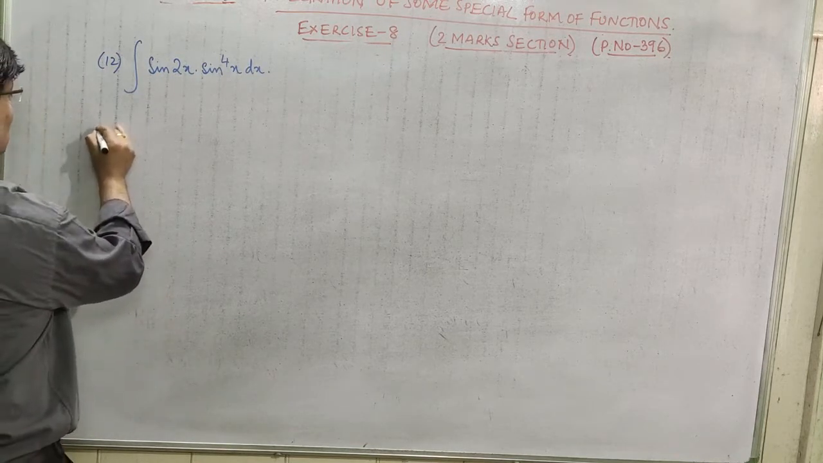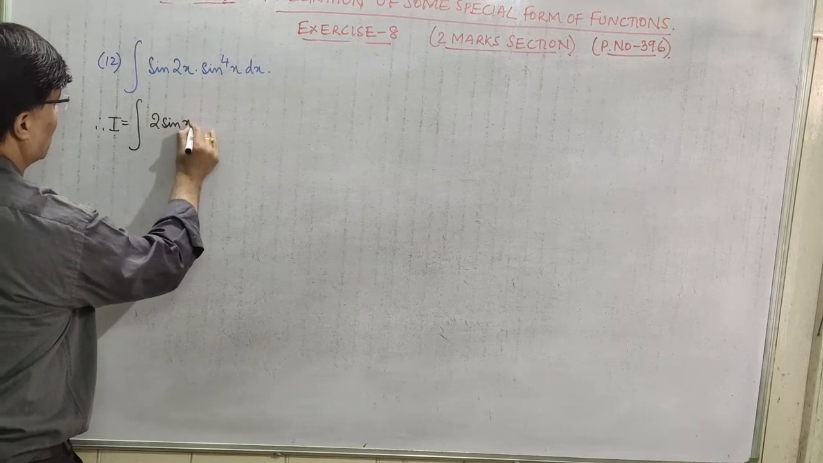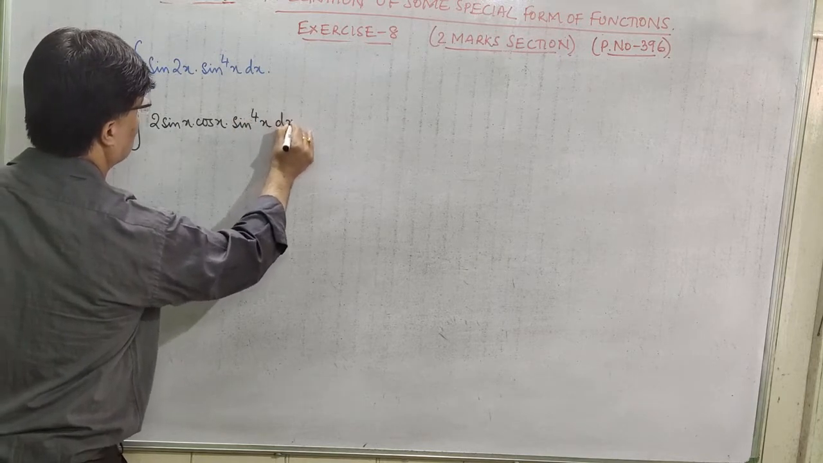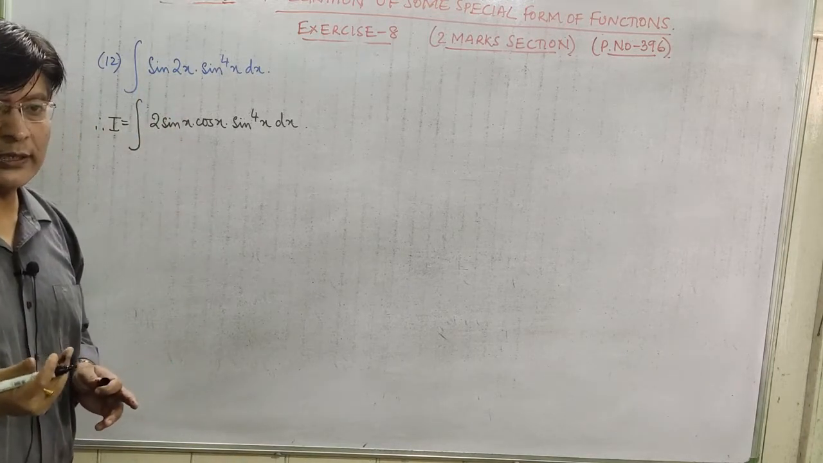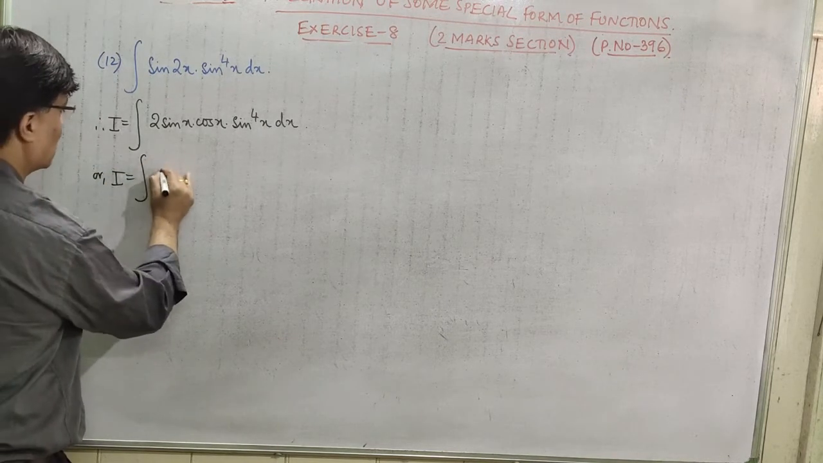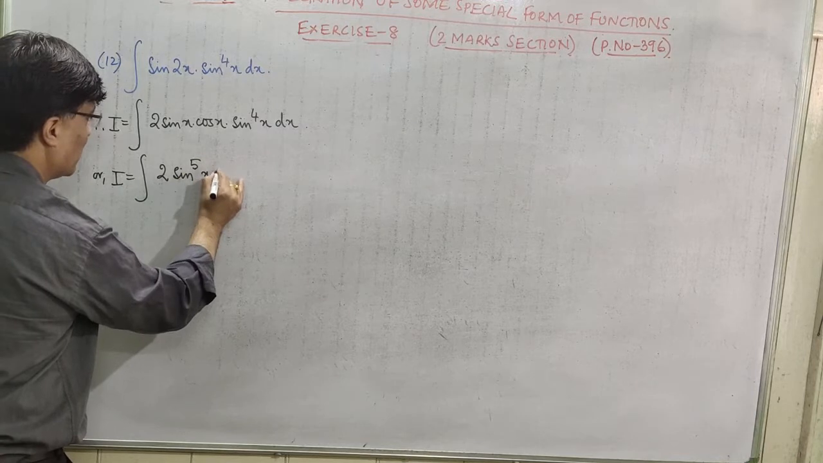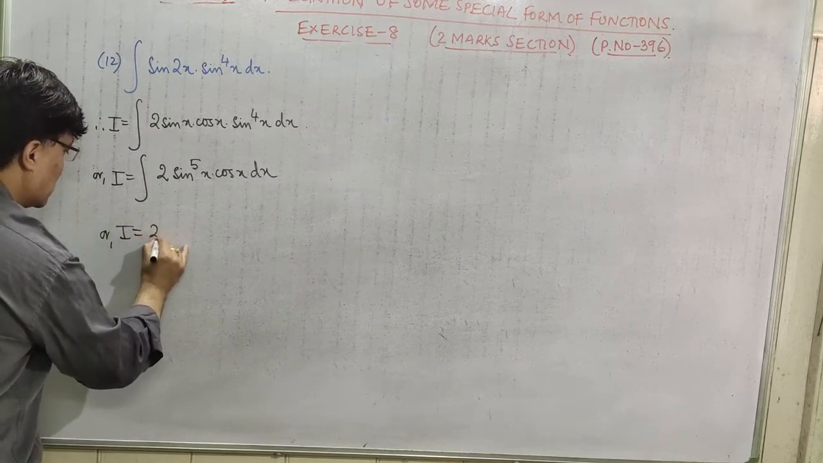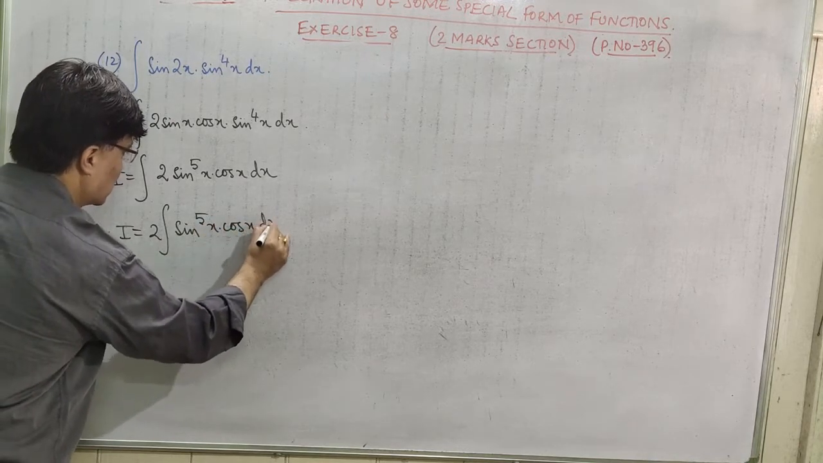Let us write it. Therefore I is equal to integration of sin 2x, which is 2 sin x cos x, into sin to the power 4x dx. This sin to the power 4x is kept as it is. Now this is 2 sin x into sin to the power 4x, which is sin to the power 5x into cos x dx. Since 2 is constant, take it outside. This is 2 integration of sin to the power 5x into cos x dx.